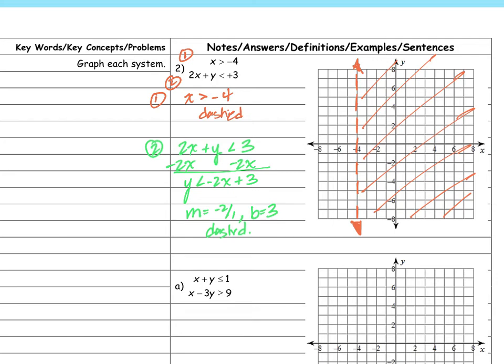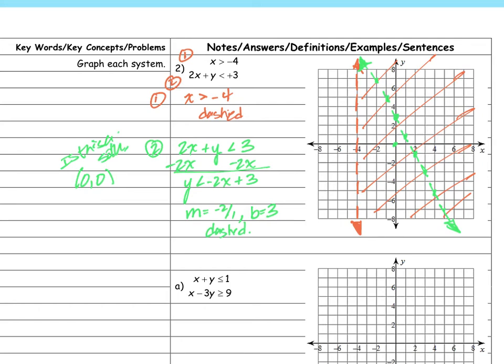So let's see. I'm going to start at 3, and I'm going to go down 2 over 1. And they want it to be dashed. Okay, pick any point not on the line. I'm going to pick 0, 0. Is this a solution?